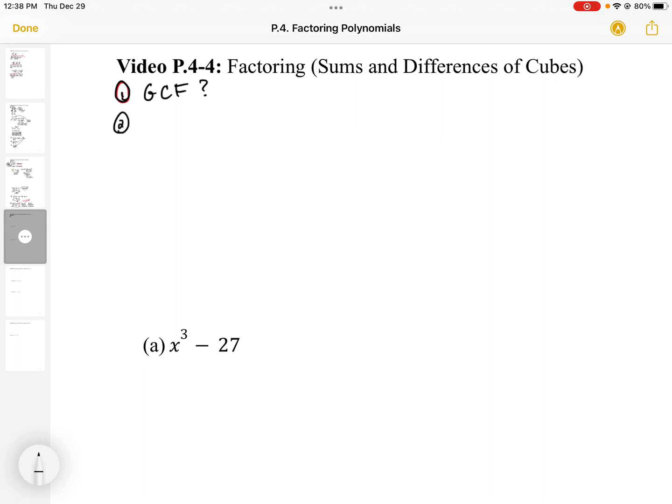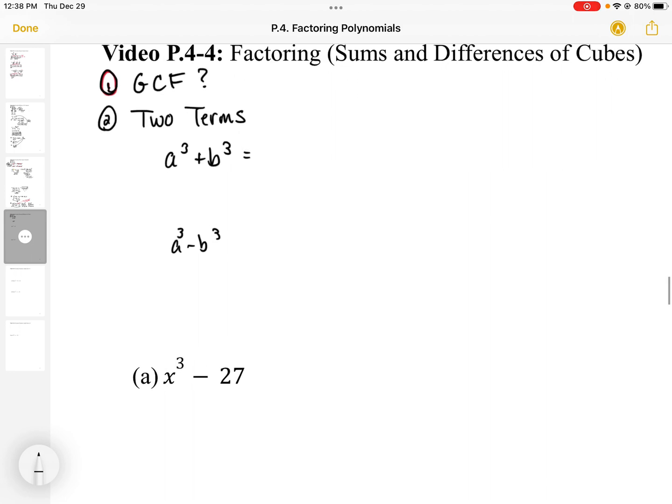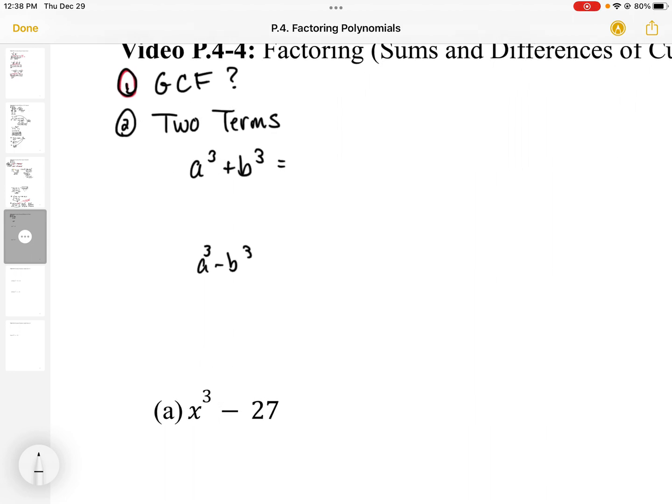The second step is dictated by the number of terms. So we're going to be looking at situations that have two terms, but they are going to be either the sum of two cubes or the difference of two cubes. So the first case, a sum of two cubes, will be able to be factored as a plus b times a squared minus ab plus b squared.